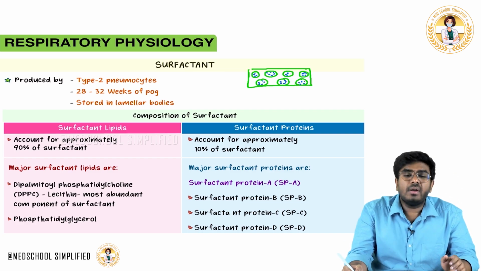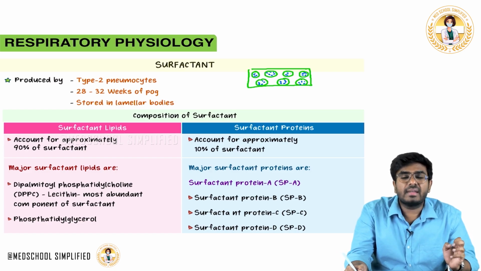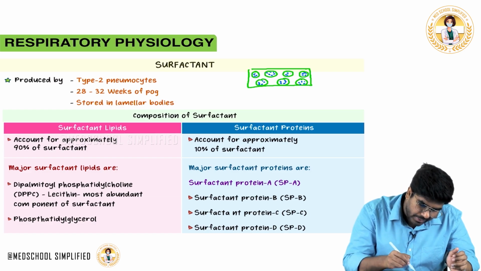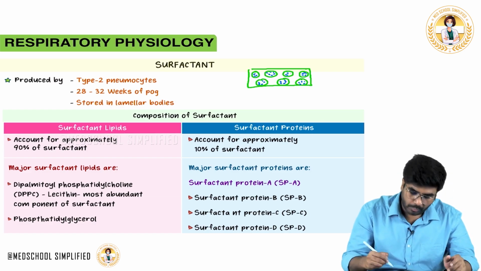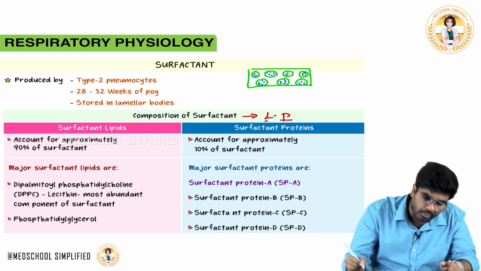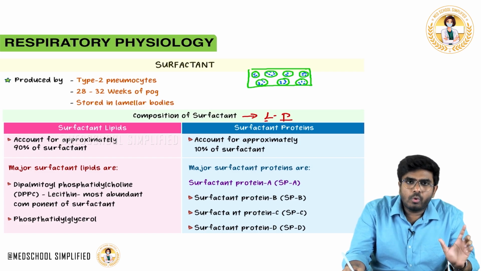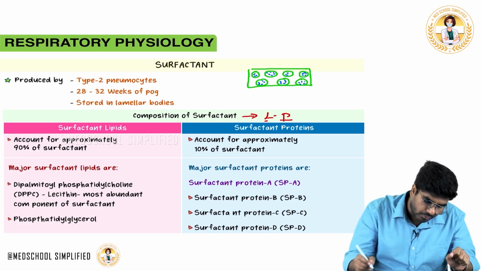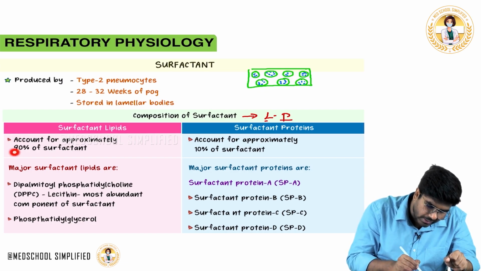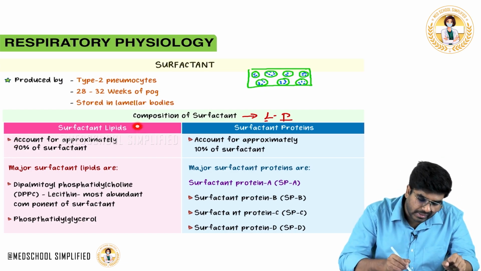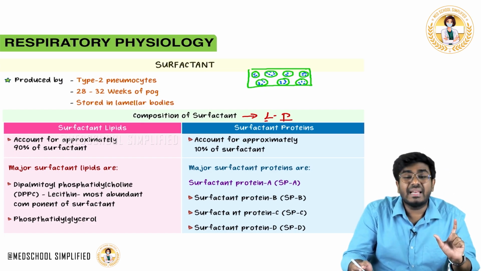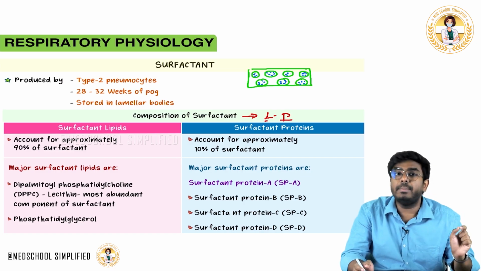Now, what is the composition of surfactant? Surfactant is both a lipid as well as a protein, so it is a lipoprotein. Mostly the majority of surfactant is made of lipids, accounting for approximately 90% of the surfactant. So surfactant is majorly a lipid.